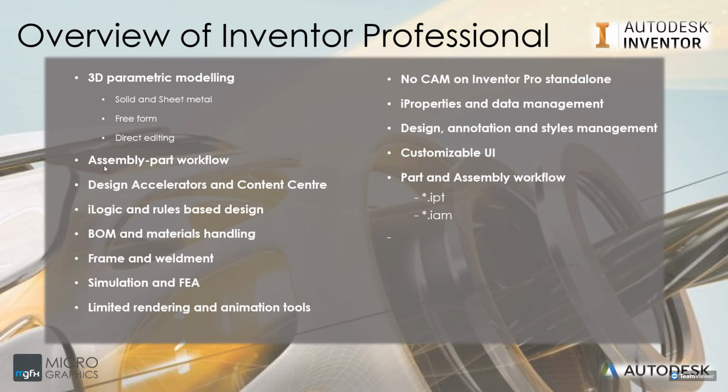Another nice feature of Inventor is that they have design, annotation, and styles management, which means that your drawings can be completely customized, and it's very much more comprehensive than what Fusion 360 has. So you would be able to change things like your arrowheads and the size of your text, and your title block can get all of the data from your iProperties. It might be very useful for some larger companies. Okay. And lastly, we have a customizable UI, which is not so in Fusion 360. And again, we have the part and assembly workflow, making use, like we said, of IPT and IAM.